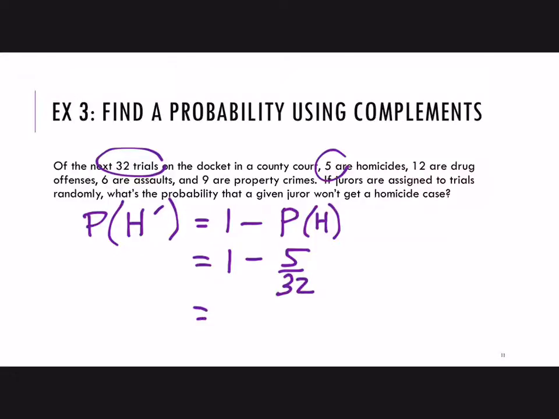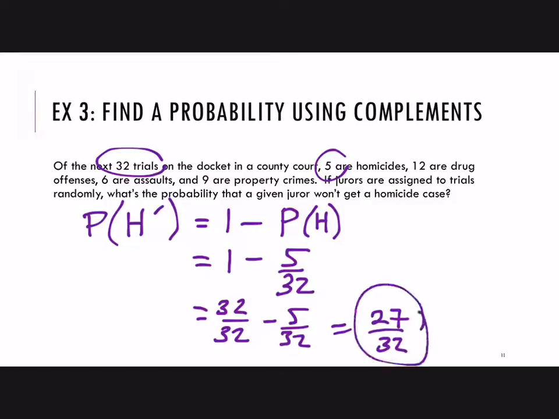You can use a calculator to calculate this, or get a least common denominator. So this is 32 over 32 minus 5 over 32, and that would be 27 out of 32.